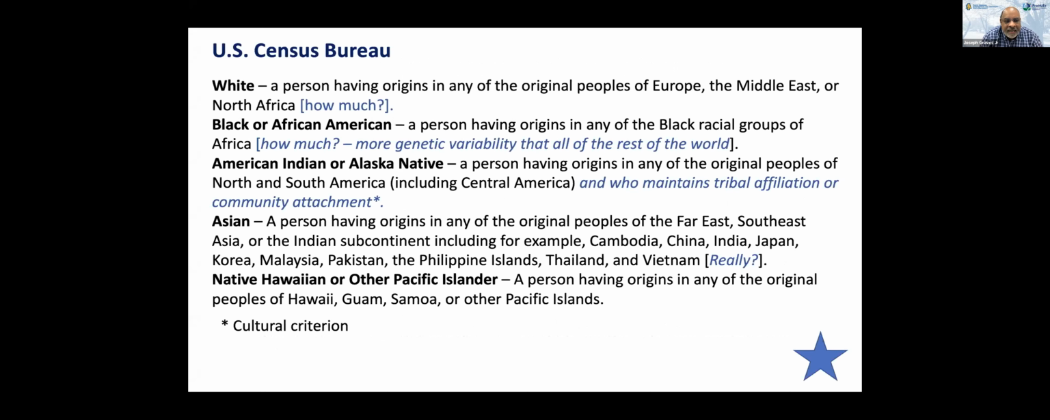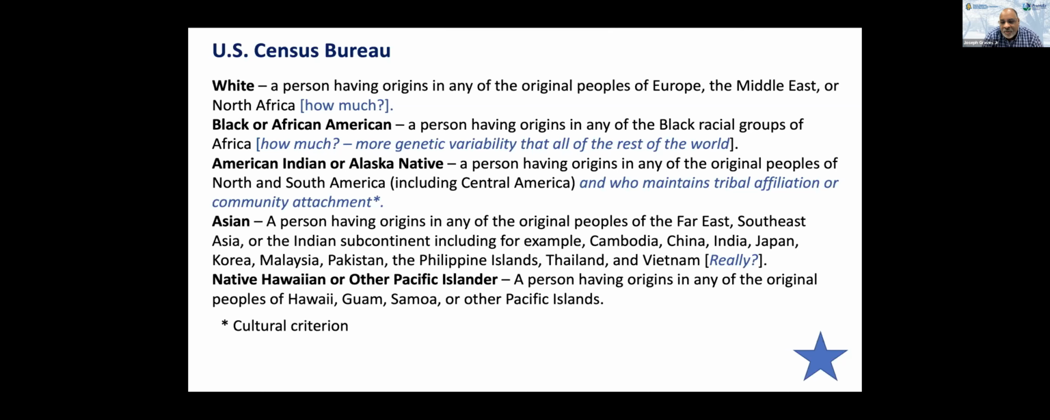Now, if we look at how the US Census Bureau has treated race, and by the way, the census actually has a disclaimer that says that these categories are not biological or anthropological or scientific in any way. I just wanted to let you know that up front. So white: a person having origins in any of the original peoples of Europe, the Middle East, or North Africa.